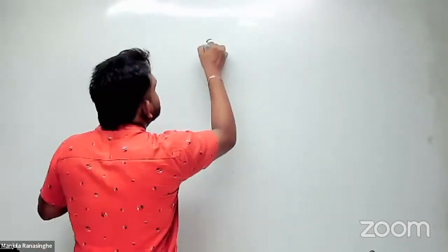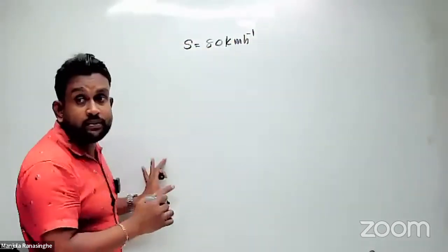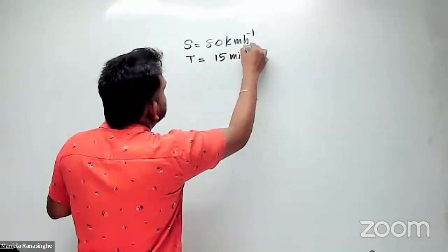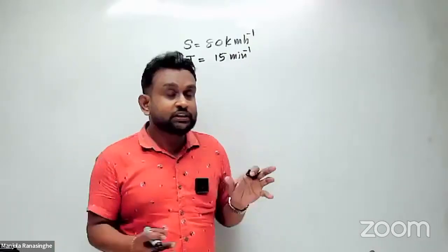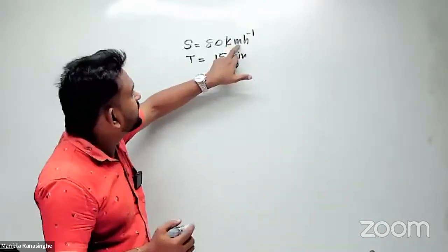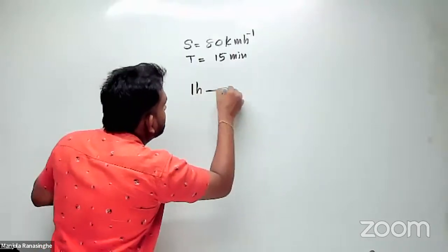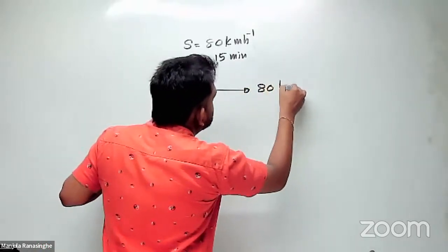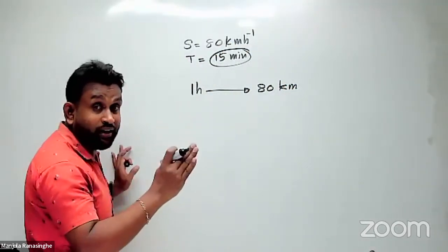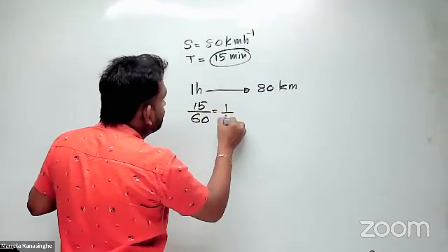So the car travels 80 km per hour, right? That is called the speed. And the time given is 15 minutes. They ask what is the distance traveled. With the definition of the speed here, 80 km per hour means the vehicle travels 80 kilometers within 1 hour. Then 15 minutes means you need to make it hours. So hours means just 15 divided by 60, that is 1/4 hour.